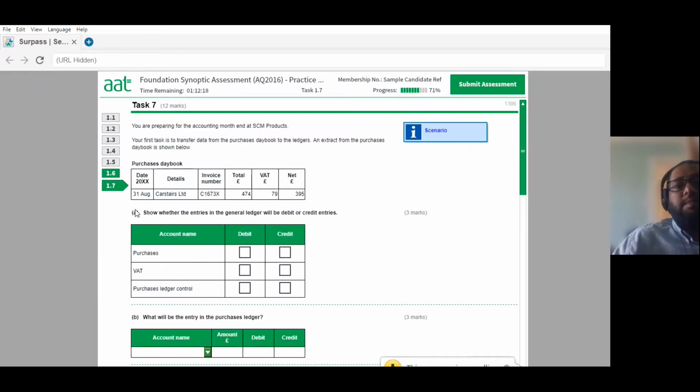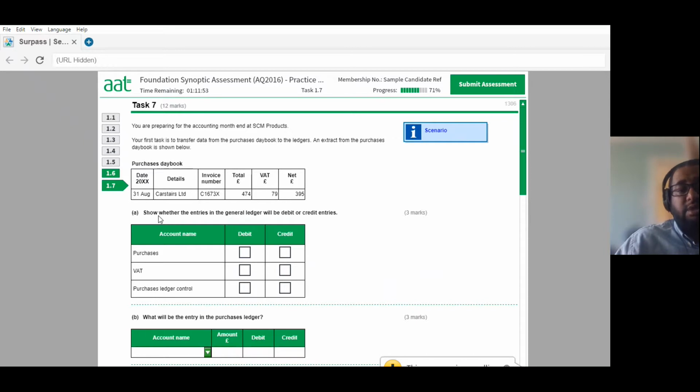So here you're preparing for accounting month end at SCM Product. Your first task is to transfer data from the purchase daybook to the ledger. An extract from the purchase daybook is shown below. So here, Carstairs Limited, C16773X, and this is the amount they have shown here.